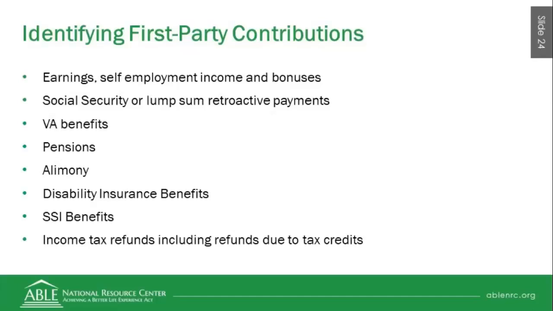So you can also, in terms of first-party contributions, put in Social Security or lump sum retroactive payments, your VA benefits, money from pensions or alimony. Again, those are things you need to be keeping in mind too and evaluating if they impact your benefits, but you can put those monies into your ABLE account. Disability insurance benefits, SSI benefits, income tax refunds can be put into this, including refunds due to tax credits. So those are some opportunities and places that you can pull from that are first-party contributions from the individual themselves who is the account owner.